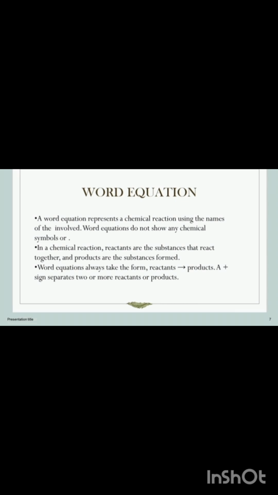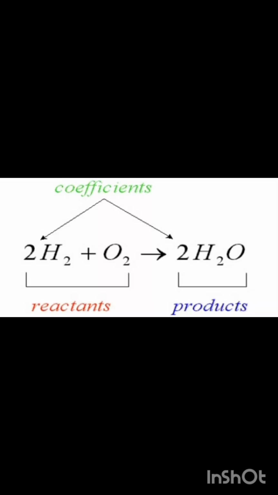Now let us see how we write a word equation. A word equation is writing the chemical reaction in the form of words. A word equation represents a chemical reaction using the names of the substances involved. It does not show any chemical symbols. Reactants are the substances that react together and products are the substances formed, as I told you. A word equation always takes the form of reactants, with a plus sign to separate one or more reactants, and an arrow to represent the product.